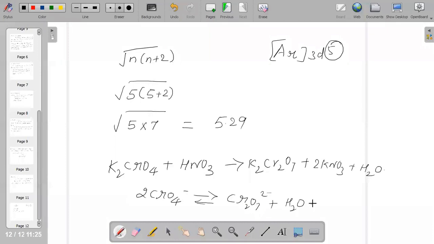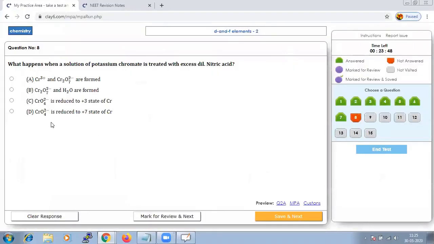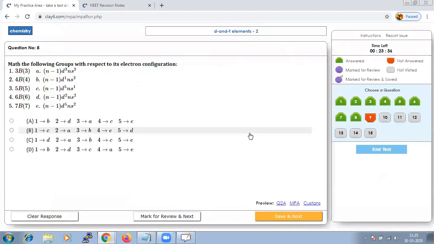Hence, the option where Cr2O7 2 minus plus H2O is formed. So option B should be right. Let us save that and go to next.